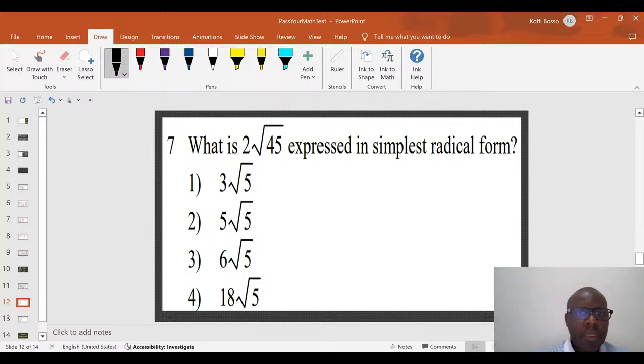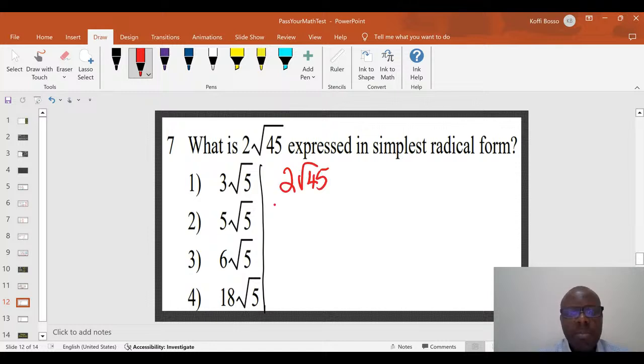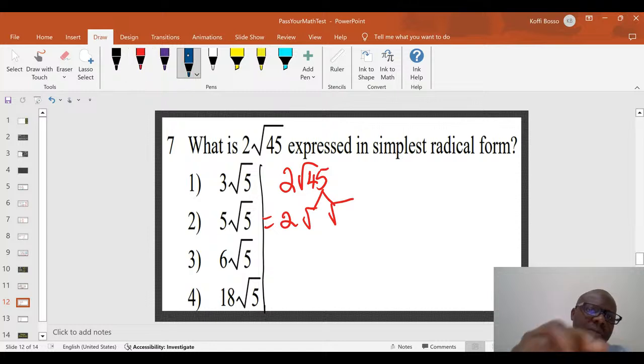Okay. So we have 2 square root of 45, again in simplest form. So we take 2 square root of 45. We're going to keep the 2, but we try to break down the square root of 45 as the square root of two numbers, where one will be a perfect square. So again, knowing your times table will be so helpful. So 45, can we find two numbers that multiply together to get 45, where one is a perfect square? Of course. So we can find 9 and 5. And the 9 is a perfect square.